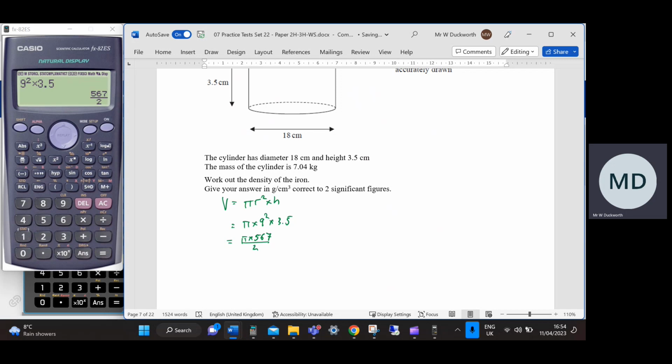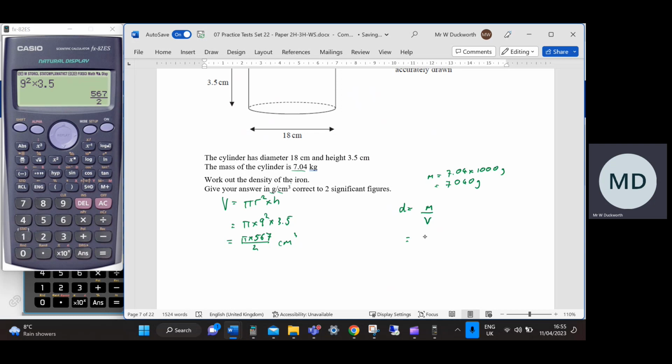I'm now going to look at density. So density is equal to mass divided by volume. The unit that I'm after, though, is in grams per centimeter cubed. The volume is in centimeter cubed, but the mass is in kilograms. So I'm going to just say that the mass is going to be equal to 7.04 times by 1,000 grams. So that's going to be 7,040 grams.